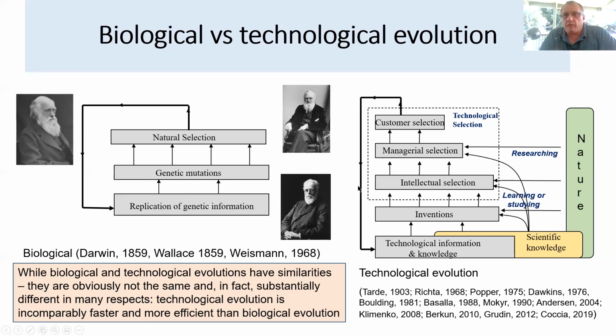Why is it much more efficient? Because biological mutations are purely random. They don't have any intention. While good inventors have thinking, they have knowledge, they can use scientific knowledge or do some experiments with nature and make a directional change. This allows inventions and changes to be better directed towards a plausibly positive goal of improving technology.